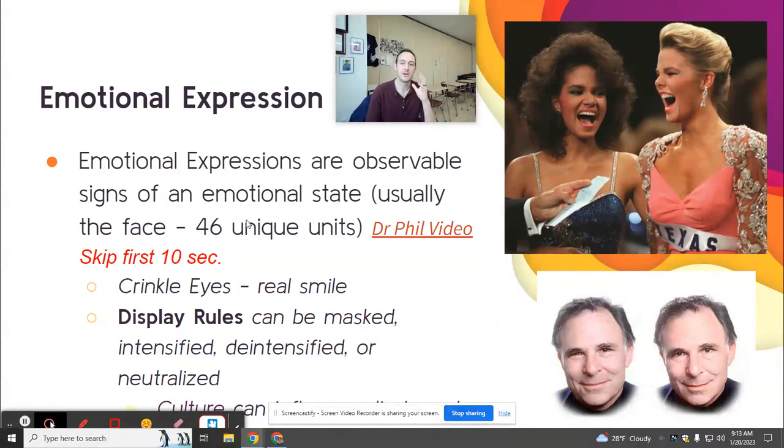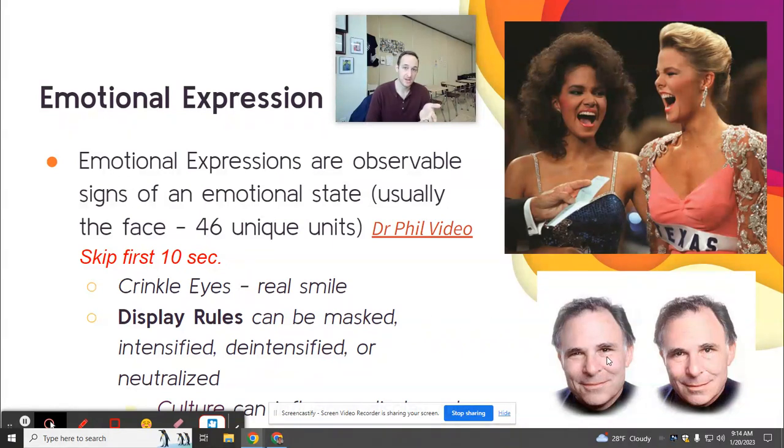So there are different emotional muscles that we activate, muscles in our face that show these different emotions, and these are what are called display rules. So how do we display our emotions? One such example is crinkle eyes. Crinkle eyes is when you can better tell there's a real smile. So this is a psychologist down here named Ekman, and he's displaying a real versus fake smile.